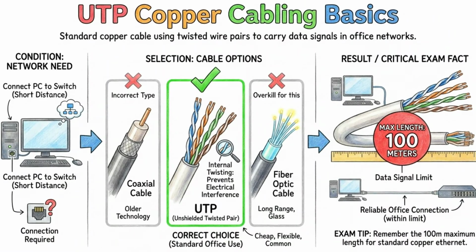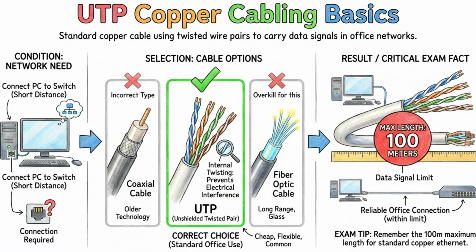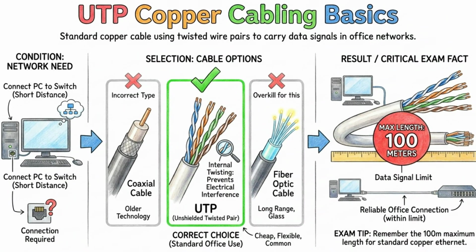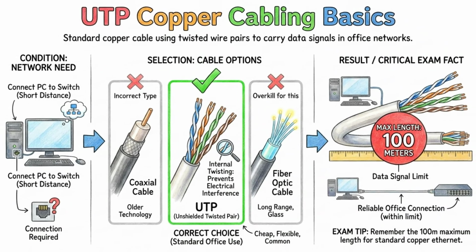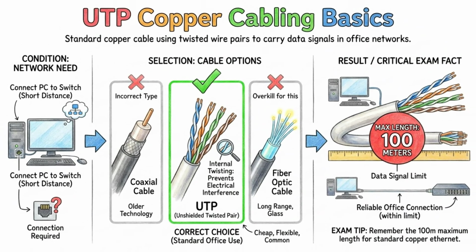Now that we know about the devices, let us talk about the physical cables that connect them all together, starting with copper cabling. Unshielded twisted pair, commonly known as UTP cable, is the most standard type of copper cable you will see in any office environment.